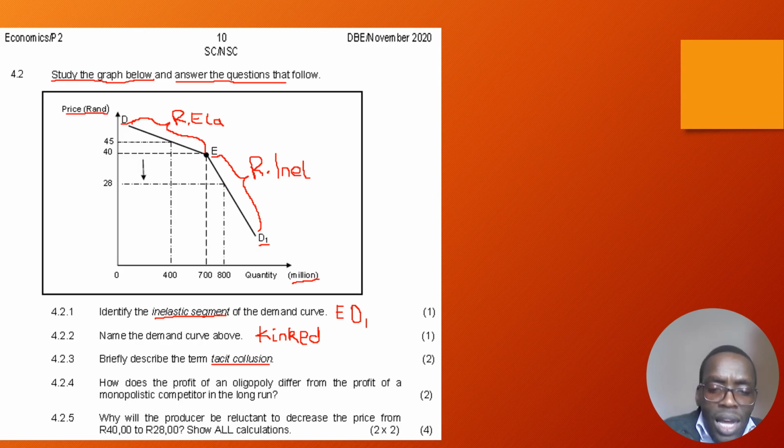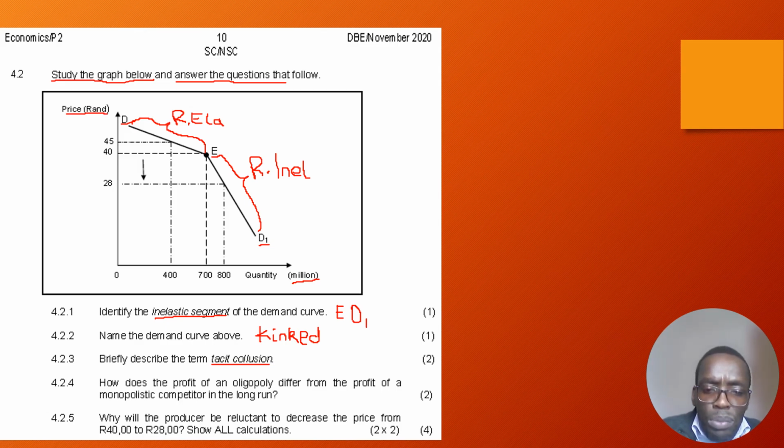So this is when the behavior of firms is motivated by an arrangement that is not formal. Or another learner could have said this is when the market leader in an oligopolistic industry increases the price and expects the other firms to take that as a market signal and respond by increasing their prices. If you had any of those answers, you mark it correct.